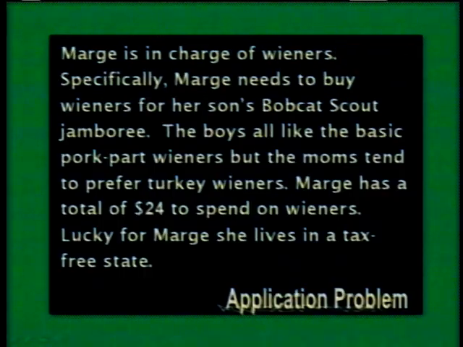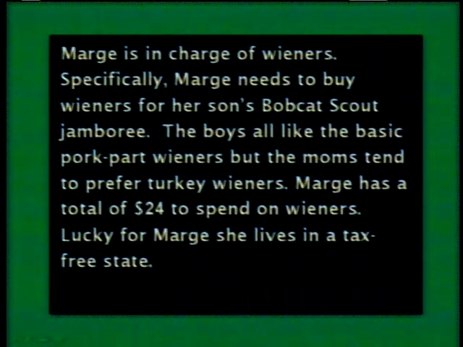One last example today. This time, it's all about Marge. Marge is in charge of wieners. Specifically, Marge needs to buy wieners for her son's Bobcat Scout jamboree. The boys all like the basic pork wieners, but the moms tend to prefer turkey wieners. Marge has a total of $24 to spend on wieners. Lucky for Marge, she lives in a tax-free state.